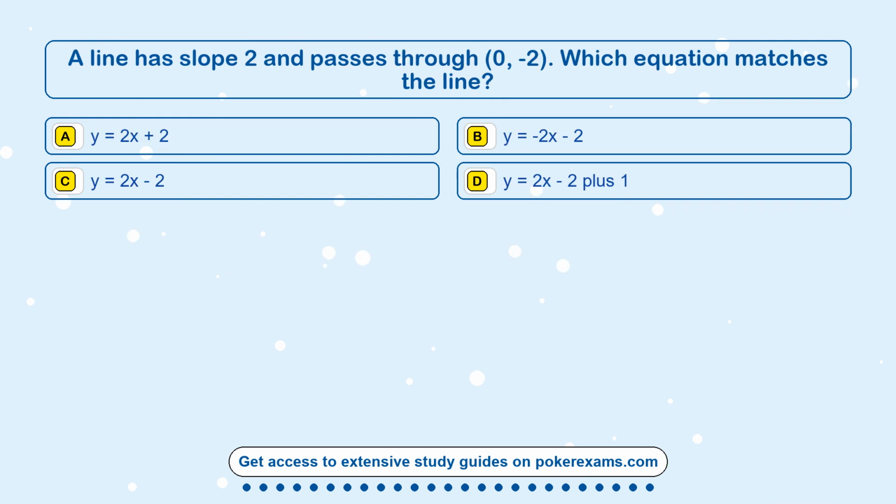Question 14. A line has slope 2 and passes through (0, minus 2). Which equation matches the line? Option A, y equals 2x plus 2. Option B, y equals minus 2x minus 2. Option C, y equals 2x minus 2. Option D, y equals 2x minus 2 plus 1.